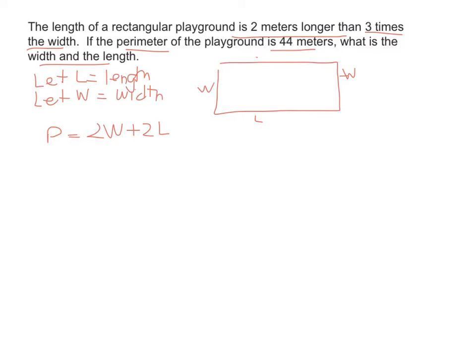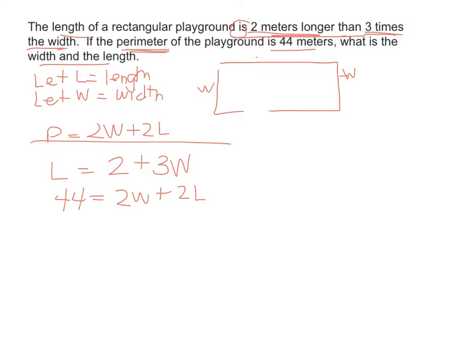Okay, in this problem, I'm going to write equations for the two things that it says. First of all, it says that the length, so L, of the rectangular playground is, so I put equals, 2 meters longer than, so I'm putting 2 plus 3 times the width, 3W. And so that's my first equation. My second equation is that the perimeter of this playground is 44. So 44 is equal to 2W plus 2L.